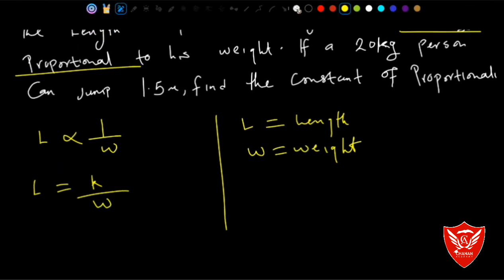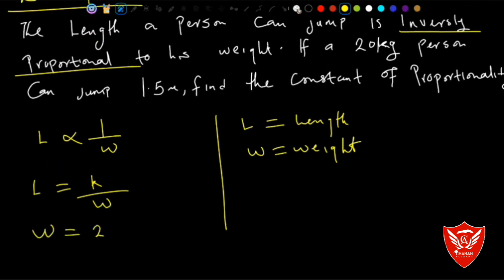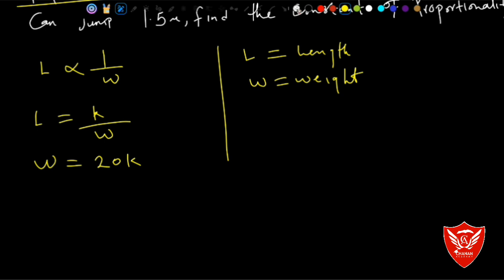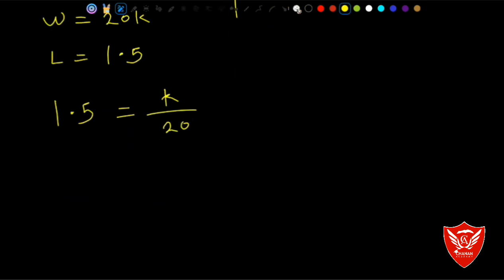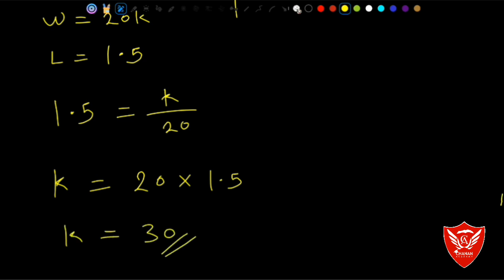Now we're told that weight W is equal to 20 kg and the length is equal to 1.5. So if we substitute that in the equation, we have 1.5 equal to k over 20. Therefore, k is equal to 20 multiplied by 1.5, and k is equal to 30. So this is our answer. K is 30. Alright, let's take another example.